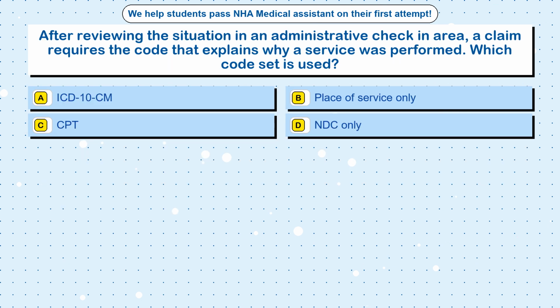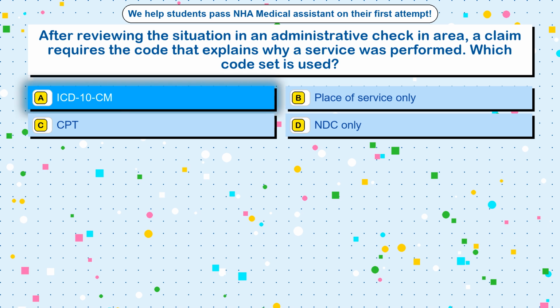Question 39. After reviewing the situation in an administrative check-in area, a claim requires the code that explains why a service was performed. Which code set is used? Option A, ICD-10-CM. Option B, place of service only. Option C, CPT. Option D, NDC only. The correct answer is option A, ICD-10-CM.